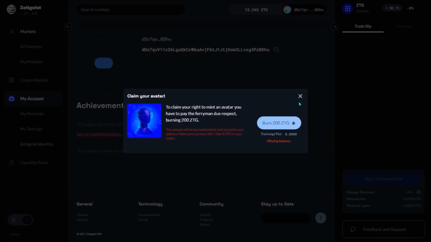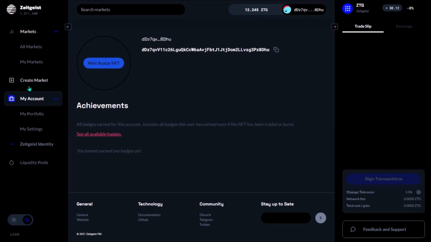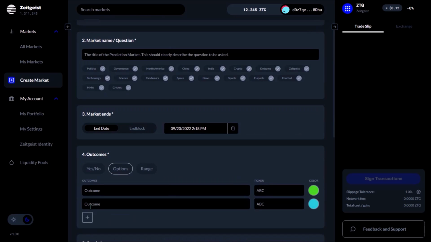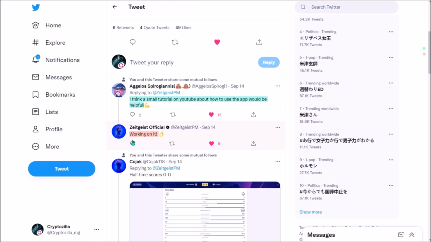And lastly, everyone can also create their own prediction market under the Create Market tab. Here is the process of market creation: market name, most importantly the market question, and date of the market, and possible outcomes. The Zeitgeist team is working on their application tutorial where everything will be explained much better than I did.